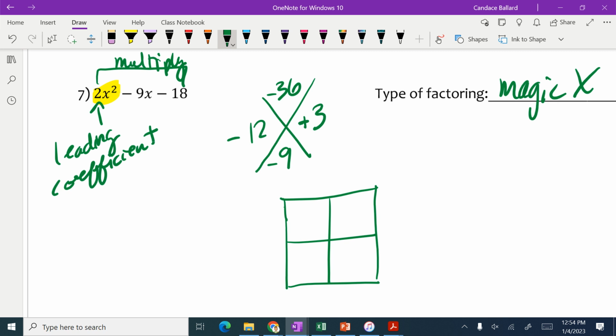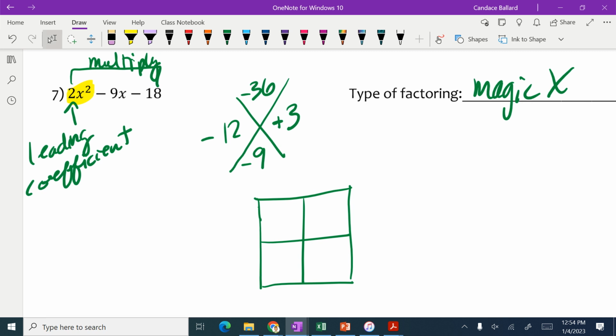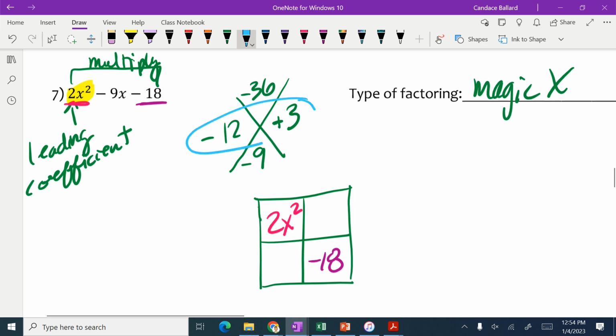So the top left-hand corner, I'm going to color code it a little bit, is the 2x squared, whatever your first term is. Bottom right is always going to be the third term. Then we're going to use in the other two places, and it does not matter the order for now, follow mine, the two numbers from the magic X. So negative 12x and 3x.